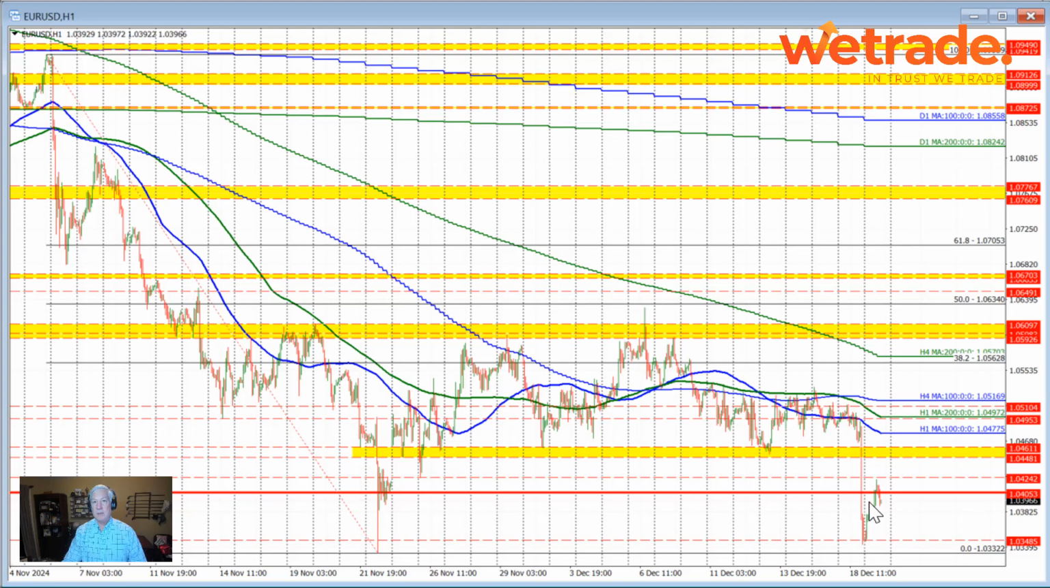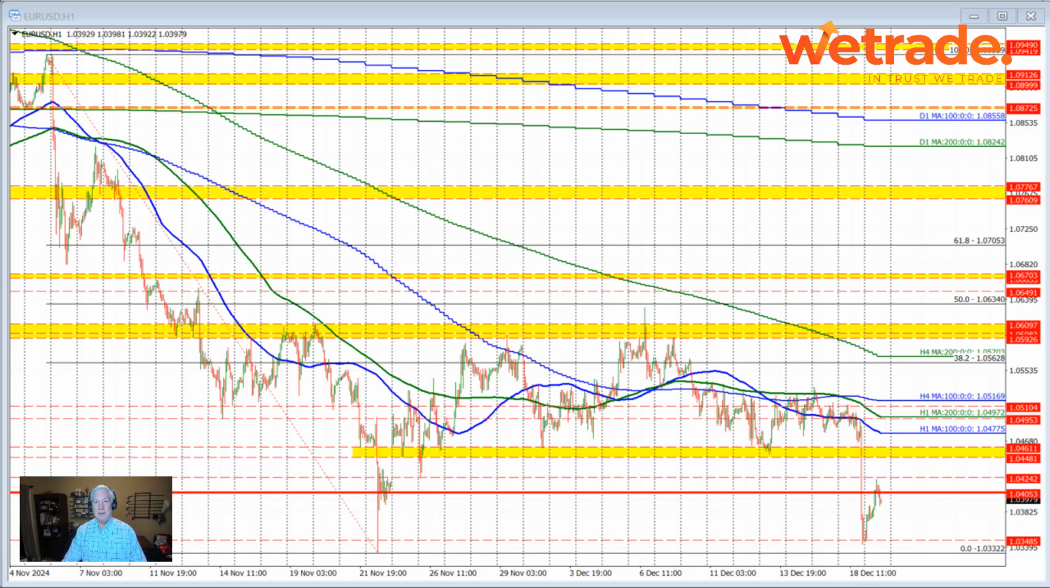And then we started to rebound into the Asian session, continued that rebound into the European session. The high price was able to get above the 1.04053 level, but fell just short of this low price back here, going back to the end of November. That level came in at 1.0424, and you can see the price came just short of that level and rotated back to the downside.